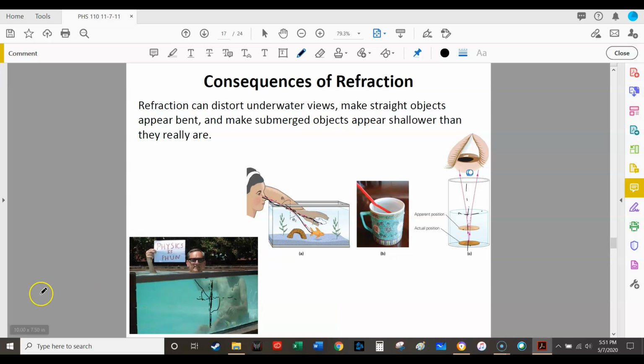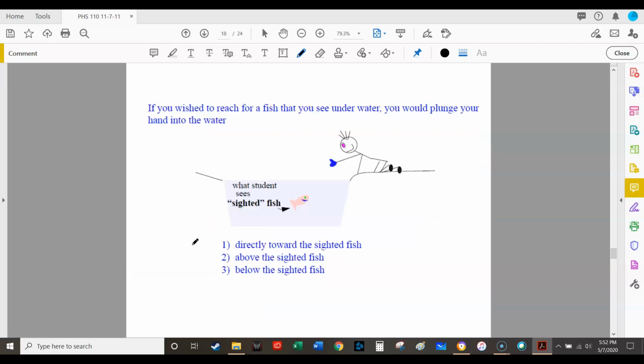So it kind of looks like his head is disembodied from his body. His head and his arm are disembodied from his body. Well, let's practice those consequences, right?